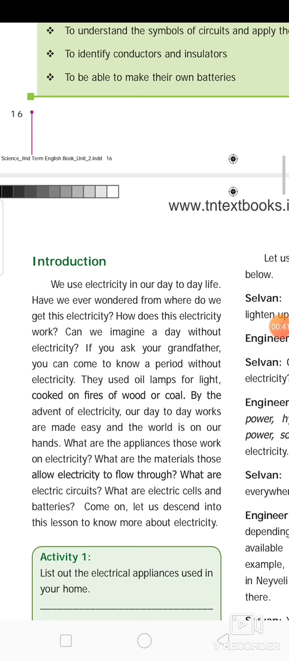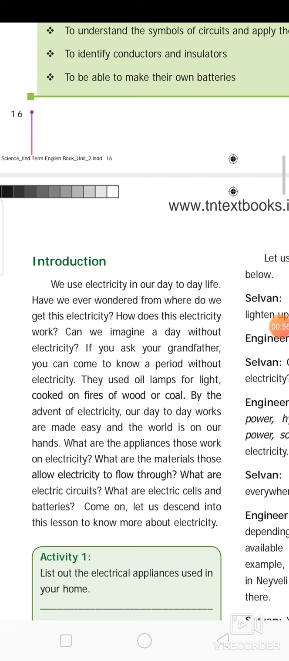How does this electricity work? Can we imagine a day without electricity? No, it is very difficult for us. We use many electric gadgets in our day-to-day life, so it is unimaginable to us.